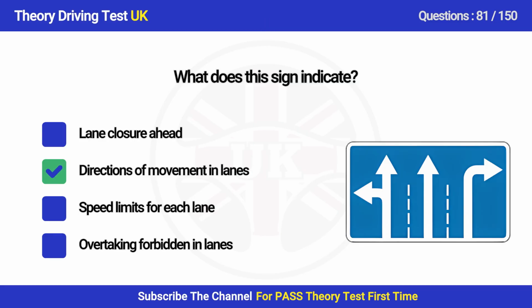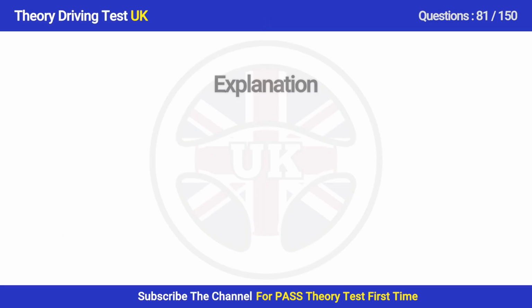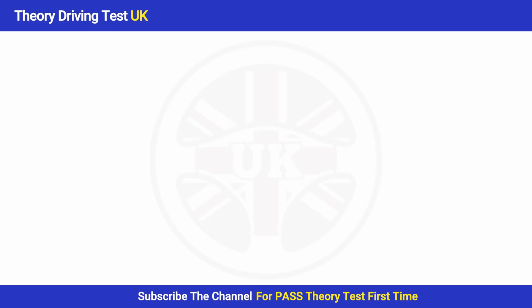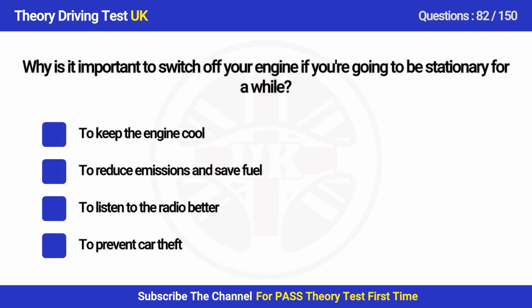Answer is B. Of movement in lanes. This sign shows the permitted directions of movement for traffic in each lane, typically used approaching junctions or on multi-lane roads.